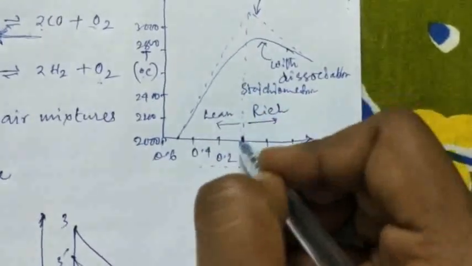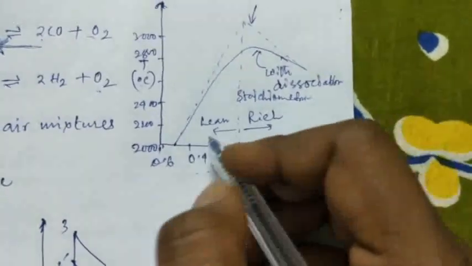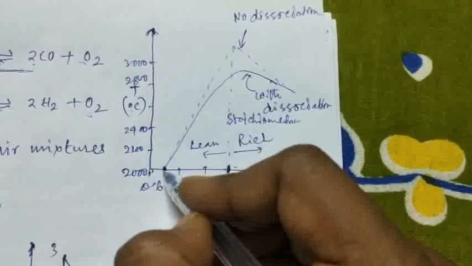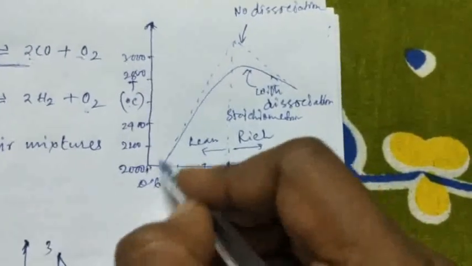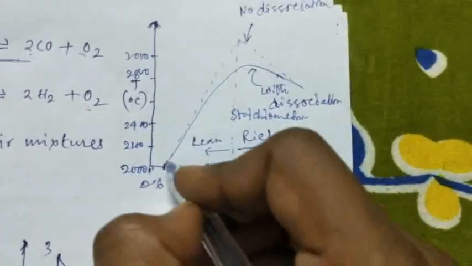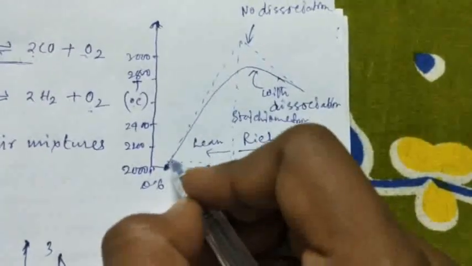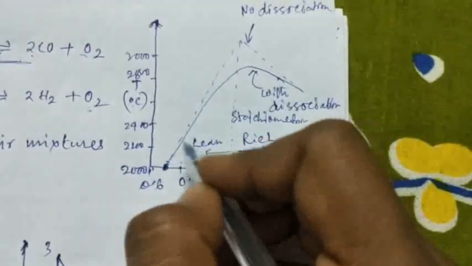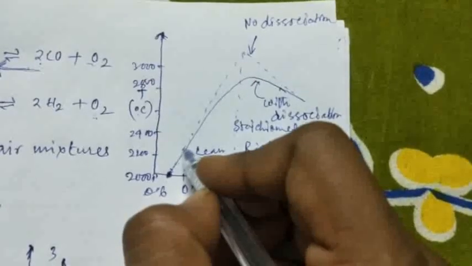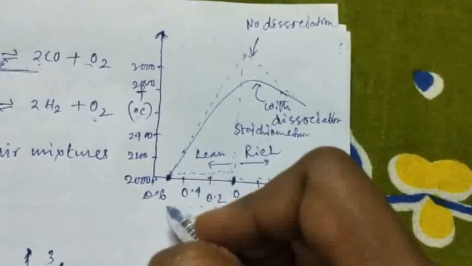This is the stoichiometric line. Below stoichiometric, the mixture is lean; above stoichiometric, the mixture is rich. Now, as the mixture is very lean, there will not be a sufficient amount of heat creation, so there will be no dissociation. As the mixture gets towards stoichiometric, there will be production of heat that will create the dissociation. So dissociation will occur as the mixture is getting towards stoichiometric.